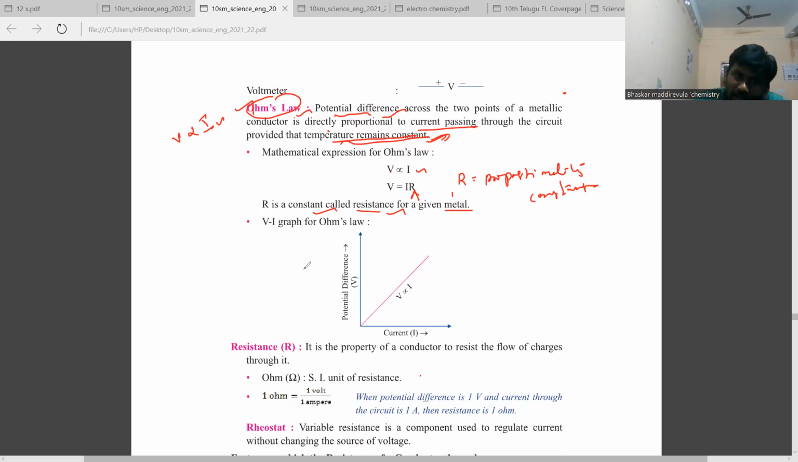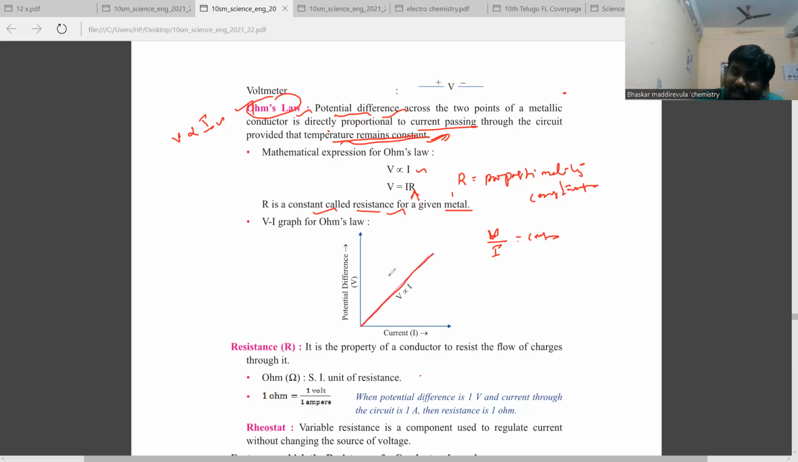If you draw a graph between the potential difference and the current, by varying the current, automatically the potential difference also varies. If you see the ratio of potential difference by I, you will always get a constant number. The value is always constant. So that's why you will get a straight line which passes through the origin.